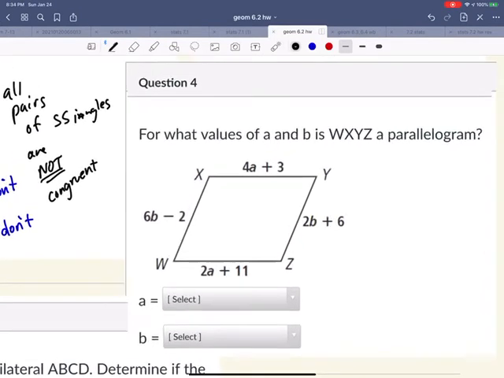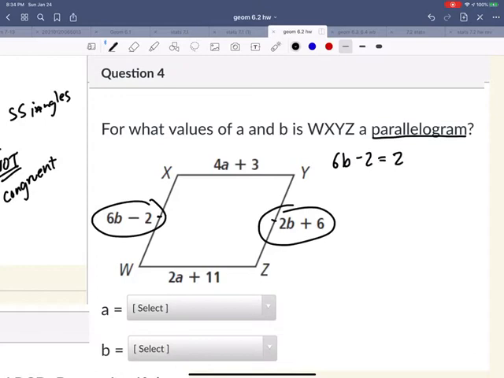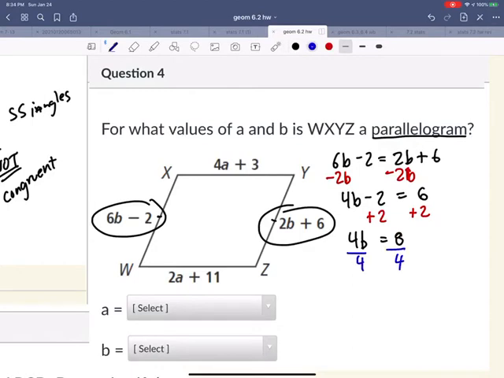Question number 4. Okay, so again, what would it be if it was parallel? So if we assume it's parallel, then these would be equal. We normally subtract these, just kind of what we do. Don't have to do that first, but okay, so I got 2.